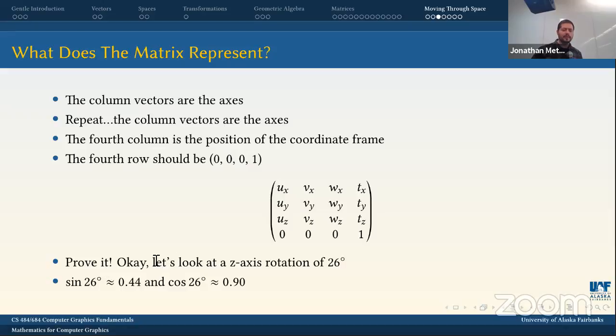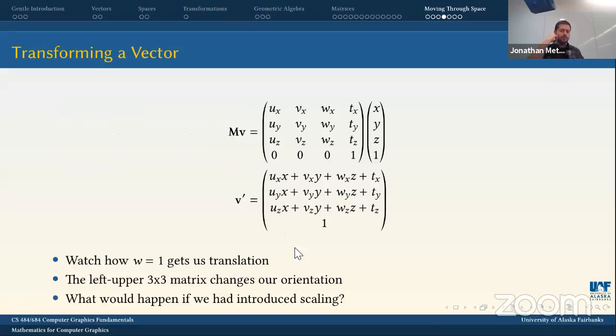Now, if you want to prove it, you could take a look at a z-axis rotation of 26 degrees. The reason I picked that is because you get a different value for the x's and a different value for the y's, and you know on paper what those angles look like. So this will allow you to prove to yourself that the columns are exactly what that represents. If we're transforming a vector with this idea that the matrices follow this pattern, and we look at the rotation, scaling, and translation, we can see that they all have this pattern to them.